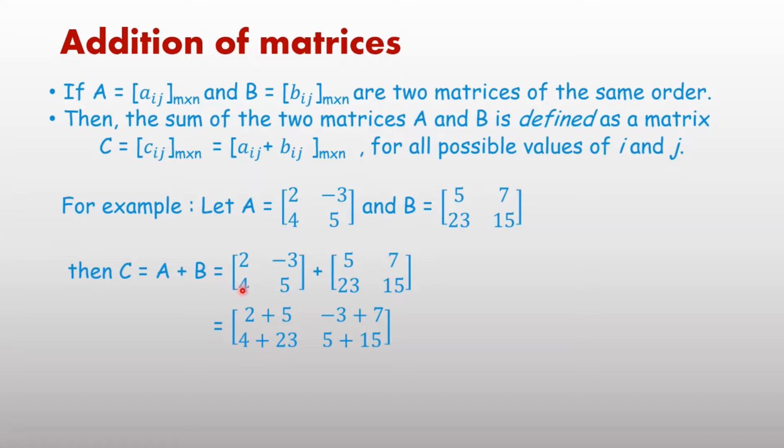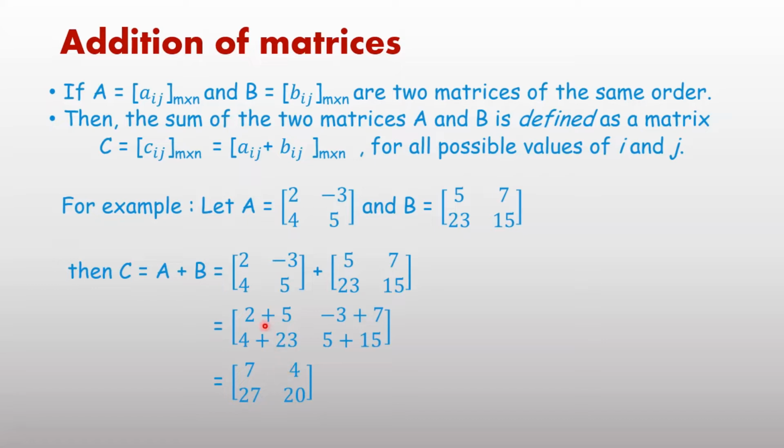4 means second row, first column. Here second row, first column 23. Corresponding element 4 plus 23 and 5 plus 15. After solving, you will get new matrix C which is equal to A plus B as 7, 4, 27 and 20. That is the addition of matrices.